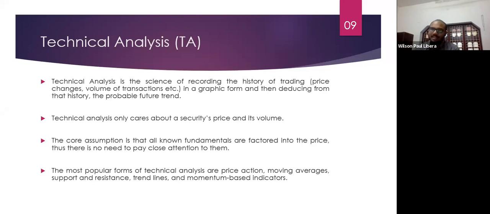And then trend lines. Trend lines are lines drawn on the prices to see the trend, also to see the support and resistance zones. And then we have momentum indicators. I'll be discussing all indicators in a coming slide. All indicators are nothing but derivatives of price. I have told you what a derivative is. A derivative is something the value of which is derived from something else.